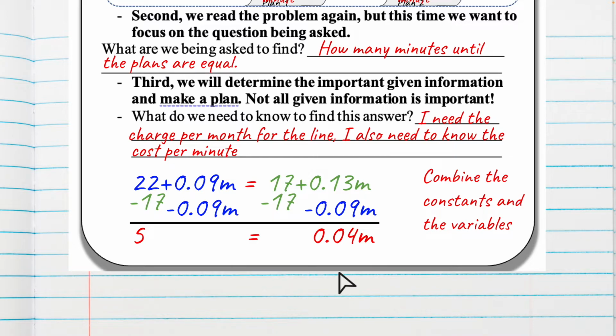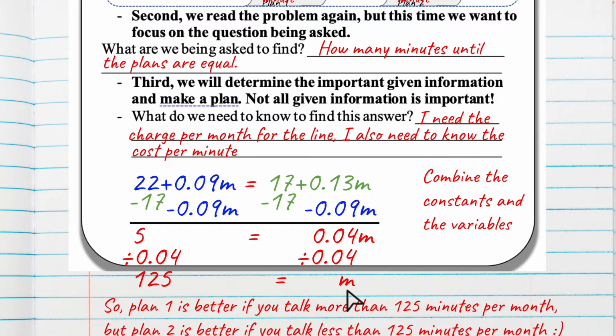So now I'm going to divide by 0.04 to undo the multiplication here. So 5 divided by 0.04 gives me 125. So that'll equal m. So plan 1 is better if you plan to talk more than 125 minutes per month, but plan 2 is better if you plan to talk less than 125 minutes per month. Because remember, plan 2 costs less. It was only $17. And if you're going to talk less than 125 minutes, then it won't meet that $22, so it won't meet up to that point.